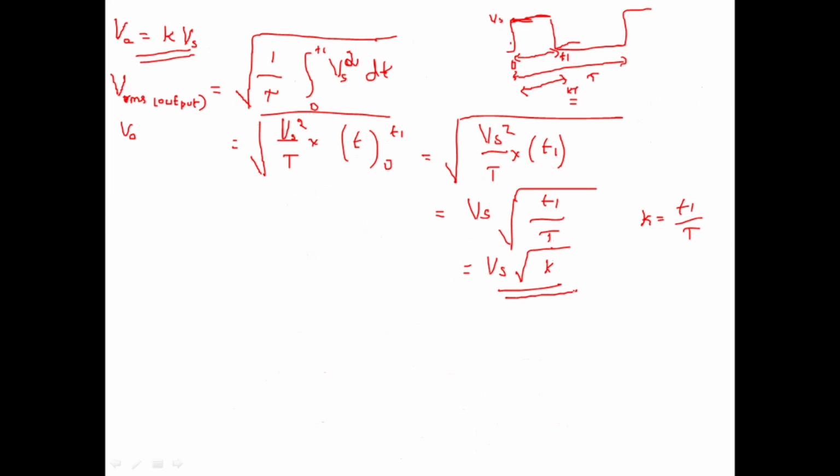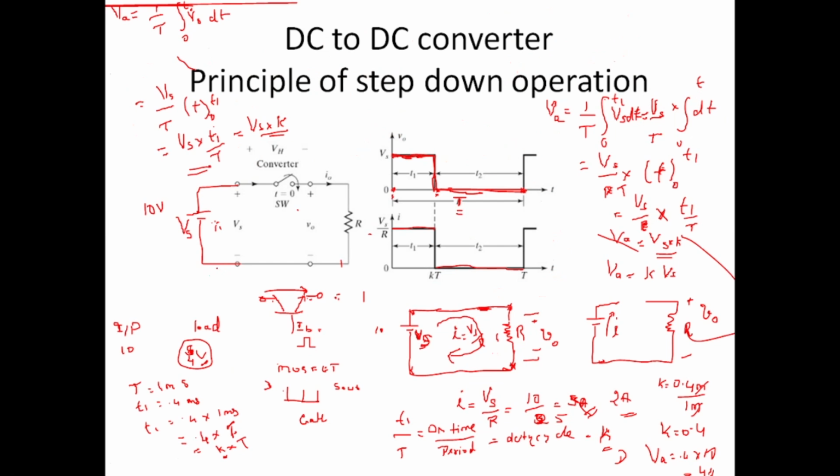So what is the formula for the RMS value of the load voltage? RMS value of the load voltage is Vs into root of k, or else sometimes we write it as root of k into Vs. Both are the same. Okay, so we studied the RMS of the load voltage. Then we'll say what is the input power and what is the output power.